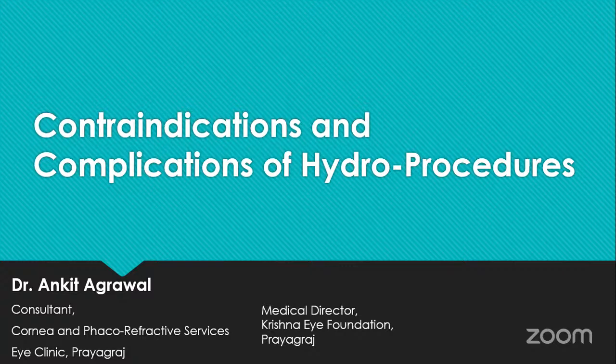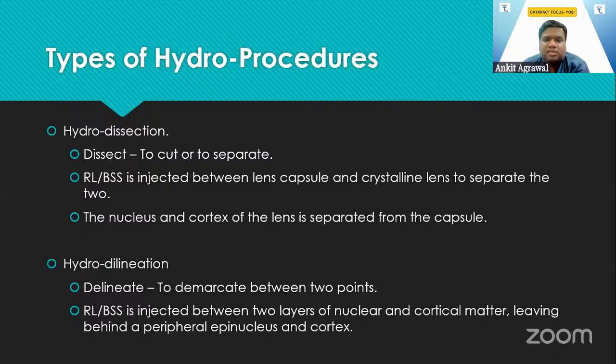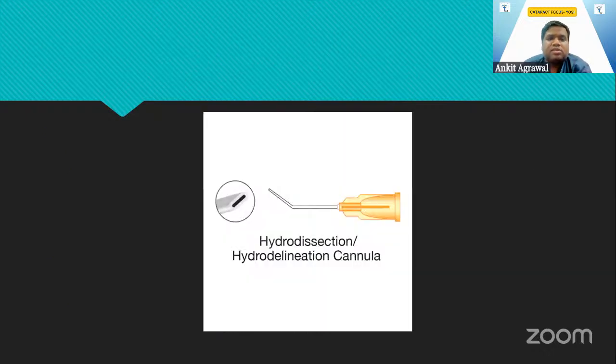Okay. Thank you. The topic is contraindications and complications of hydroprocedures. As Dr. Rakhi has previously spoken, most of the things are similar. So I'll just skip to the types of hydroprocedure, by just telling that hydrodissection is basically between the lens and the crystalline capsule, and hydrodelineation is between two points in the same lens, that is between the cortical matter and the epinucleus and the nucleus.